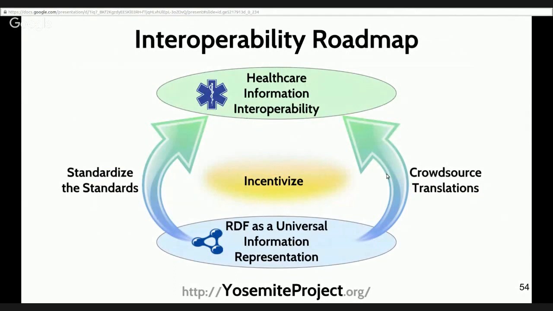So this brings us back to our overall interoperability roadmap. We've been talking about the Standardize the Standards part. In a future webinar, we'll be talking about the right-hand side, which will be on crowdsourcing translations.